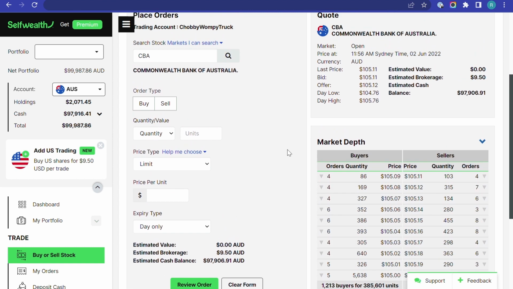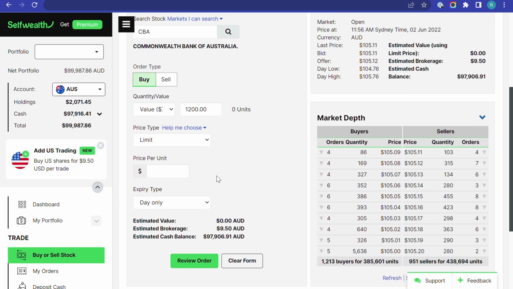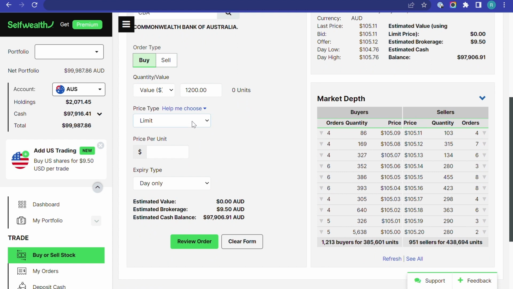Now we're going to click on Buy, and we have the option to choose the quantity of shares that we want to purchase or the dollar value that we want to spend on the stock. For example, we can choose to buy 20 shares, or we can choose the value. And we can say that we want to spend up to $1,200 on the stock. Keep in mind that this does not include the $9.50 brokerage.